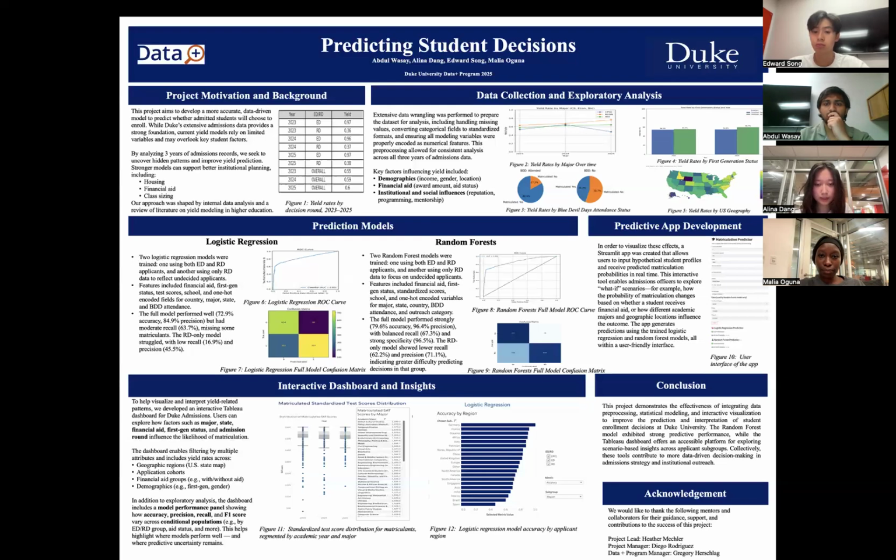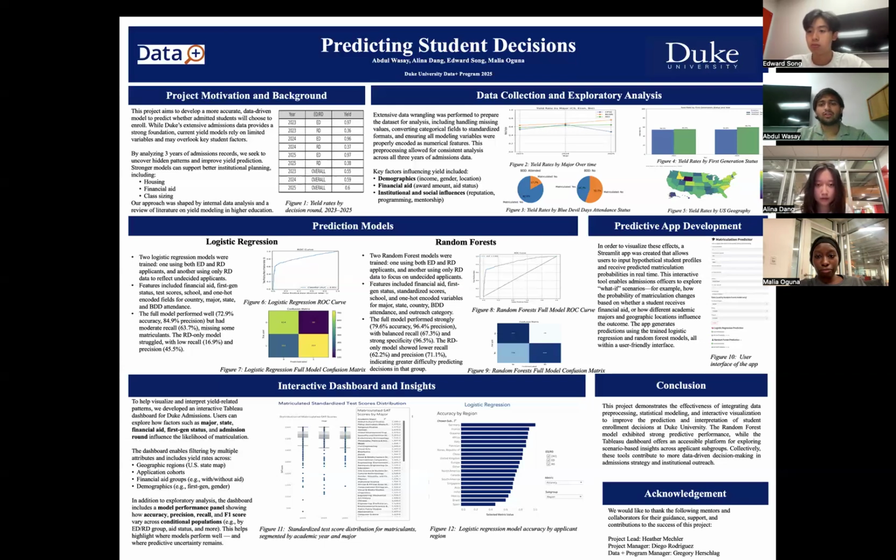The second tool was a Tableau dashboard. This let us dive into broader trends, comparing how yield rates vary by test scores, majors, and student background. For example, one insight we saw was that standardized test scores had a stronger influence in some majors than others. We also noticed how different applicant groups, such as first generation or low income students, responded differently to financial aid. These two tools help admissions teams visualize, better interpret, and act on our model results quickly and intuitively.